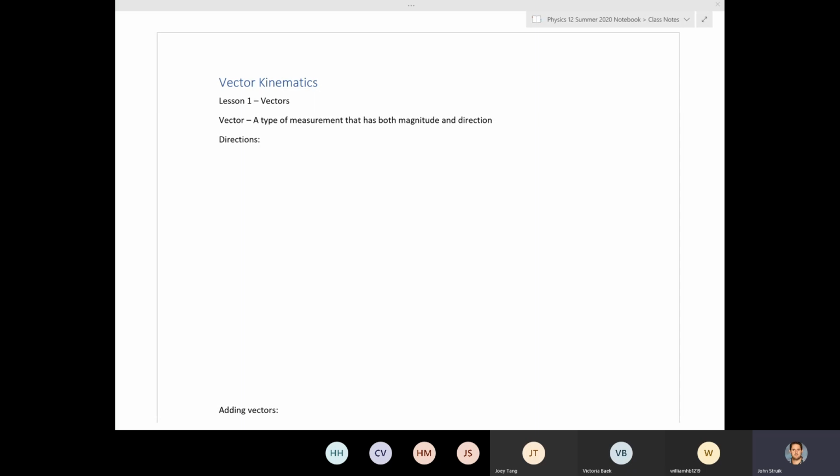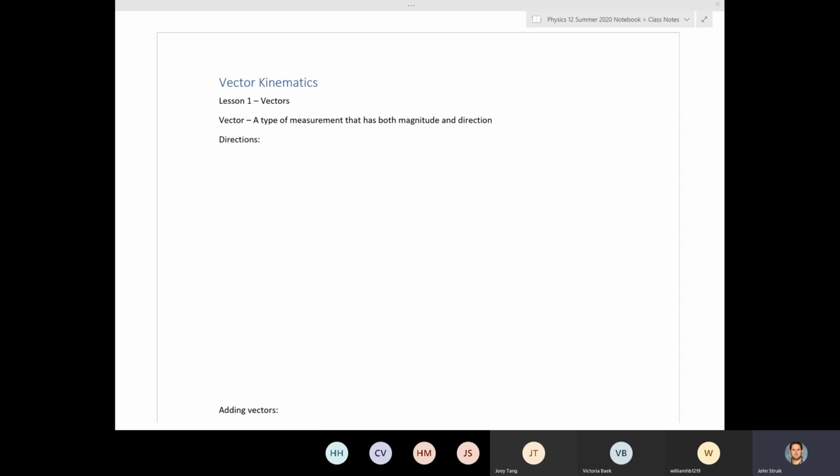So a vector, hopefully you know this, is a type of measurement that has both magnitude and direction. And so we use arrows to indicate vectors, and the size of the arrow is the magnitude, and the direction of the arrow obviously is direction. So it's a good representation of magnitude and direction.